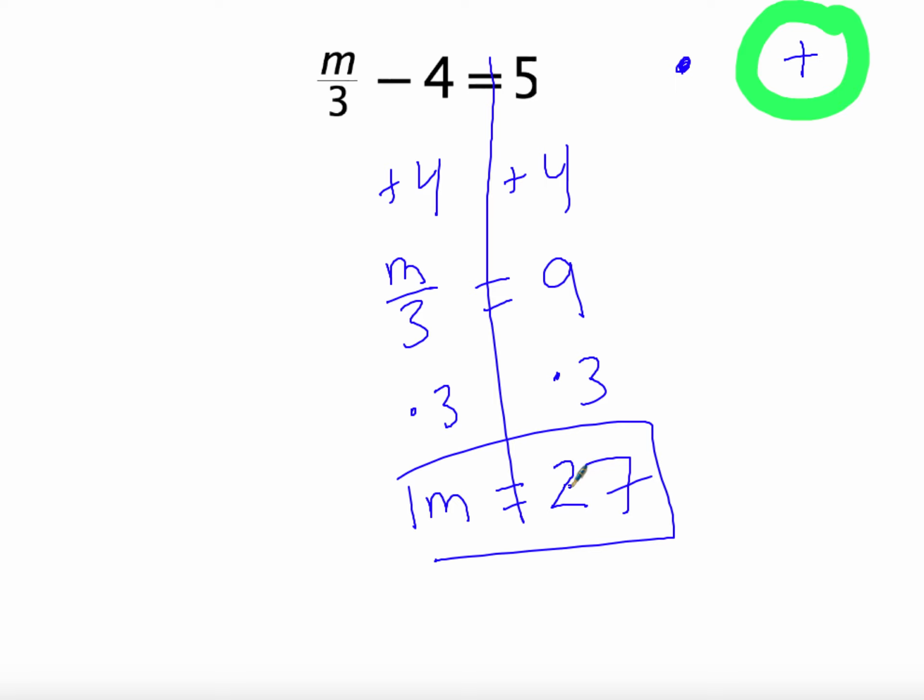If I don't ask you to do the check, I would still really, really super suggest that you do it in your brain. So in your brain, plug in 27 for m. 27 divided by 3 is 9. 9 minus 4 is 5. Yay, I have checked that solution mentally.